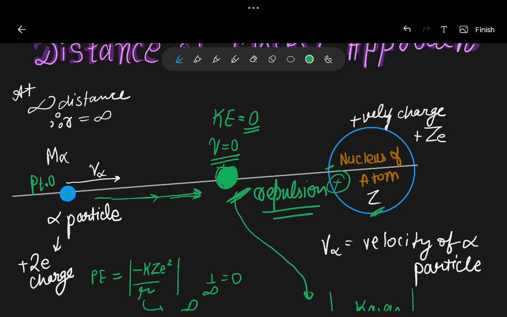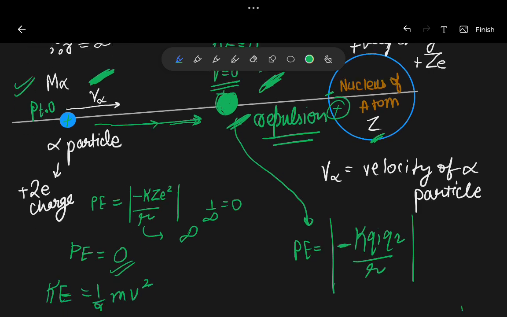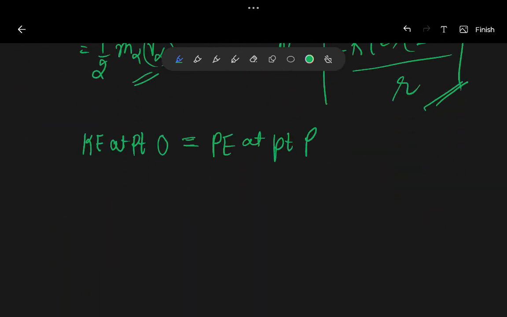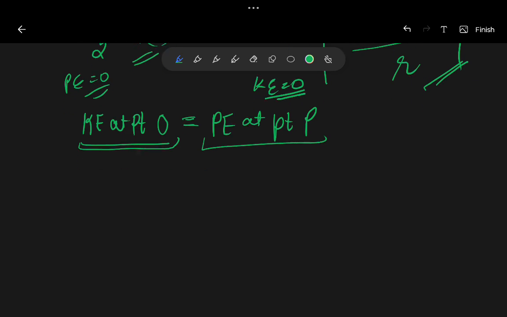I mean, you're getting one of the energies 0 here and one of the energies 0 here, but you should know whatever the total energy is here, and the total energy here should remain equal by the law of conservation of energy. So whatever the kinetic energy at point O was there, because potential energy here was definitely just 0, so we are not counting that, and here kinetic energy was 0. Now it means that the kinetic energy at point O should be equal to potential energy at point P, right?